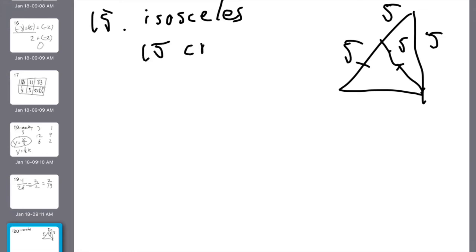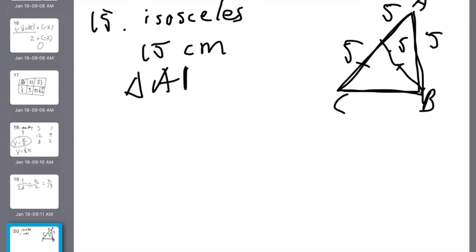B, what is the perimeter of the equilateral triangle? Well, guys, they gave me 5, so 5 plus 5 plus 5 is 15 centimeters. Which triangle is a right triangle? The big one. This to this to this. So up here, A to B to C. So triangle ABC.